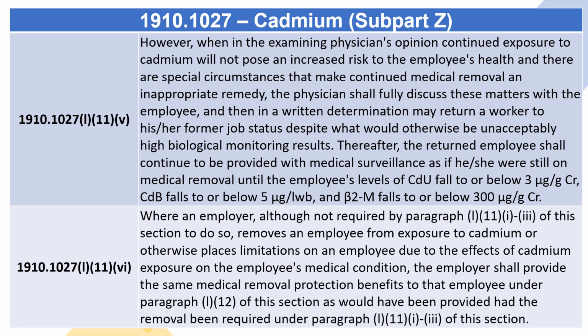1910.1027 (l)(11)(vi), where an employer, although not required by paragraph (l)(11)(i)-(iii) of this section to do so, removes an employee from exposure to cadmium or otherwise places limitations on an employee due to the effects of cadmium exposure on the employee's medical condition, the employer shall provide the same medical removal protection benefits to that employee under paragraph (l)(12) of this section as would have been provided had the removal been required under paragraph (l)(11)(i)-(iii) of this section.